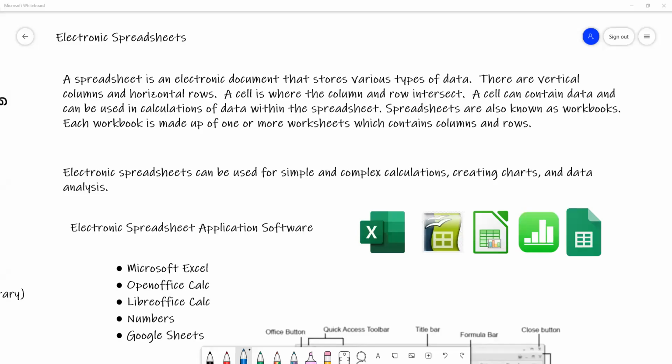So we discussed last time, the spreadsheets are mainly for calculations, and for the calculations, it actually creates a lot of functionality. So that's exactly what we are going to discuss, right?